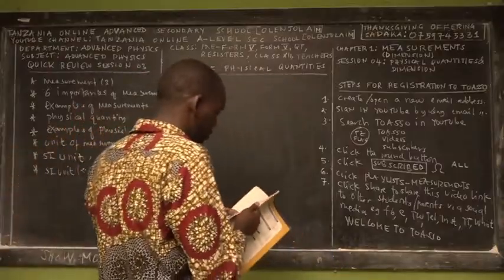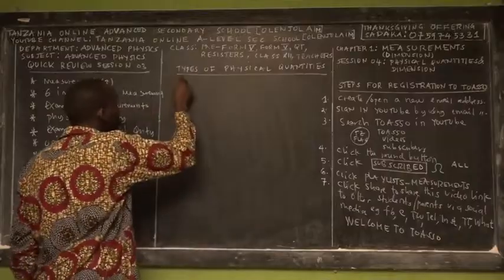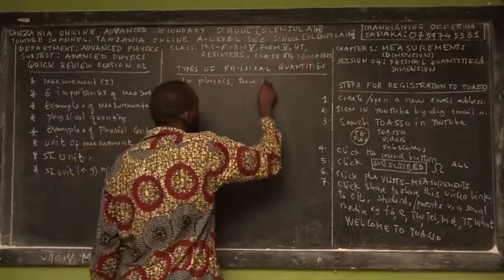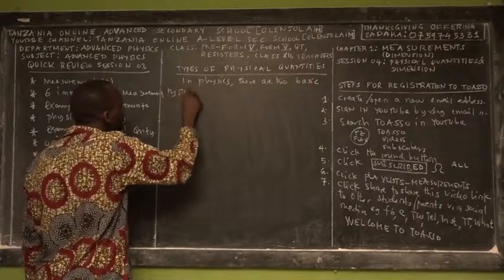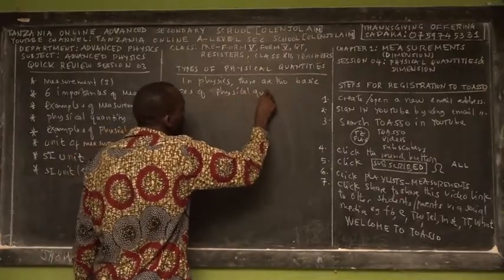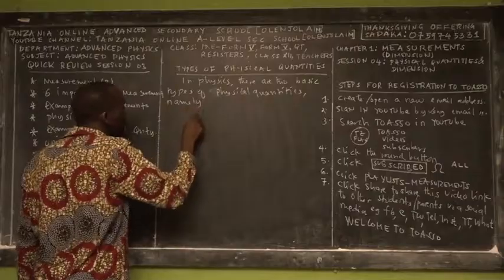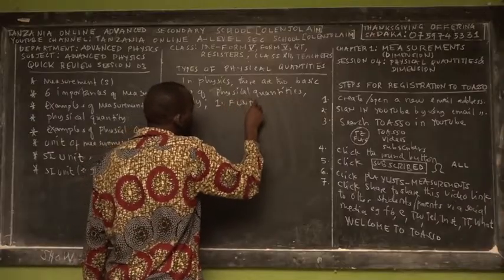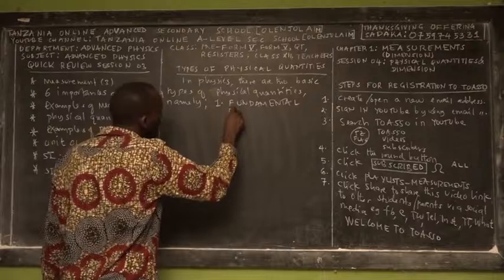So in this subtopic of measurement, we say that in physics there are two basic types of physical quantities, namely: the first one is called the fundamental physical quantity.